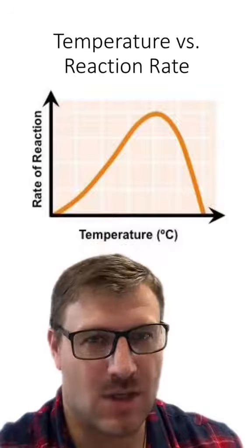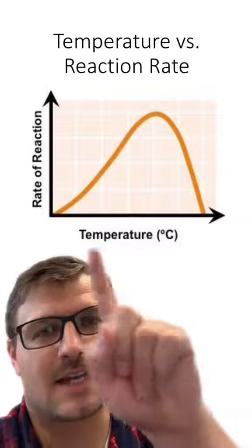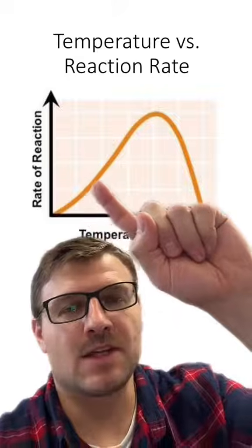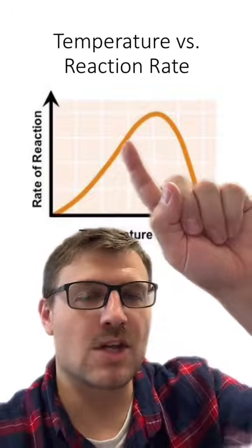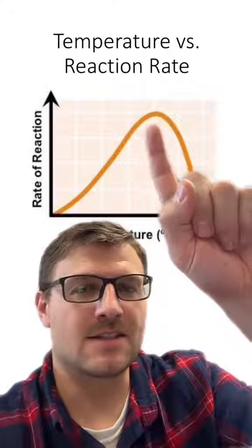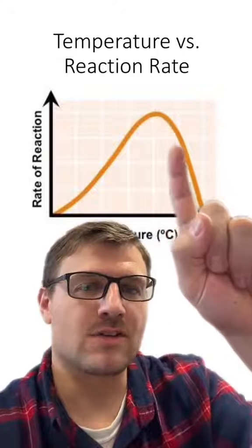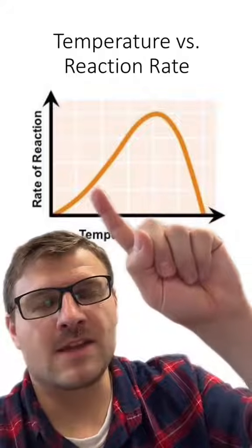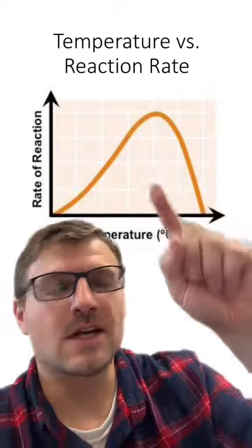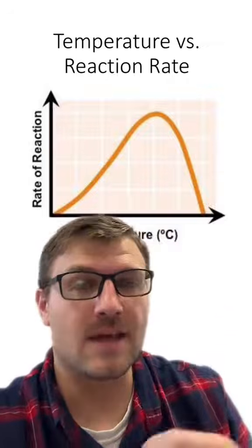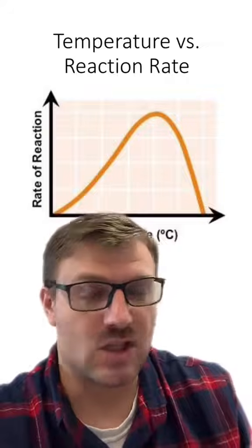Next, we have temperature. We can see temperature on the x-axis, and again, the rate of reaction is on the y-axis. As temperature increases in an enzymatic reaction, we can see that the rate of reaction will also increase. That's until it gets to the optimal temperature, where afterwards it's going to go down until it gets to 0 again. The reason why the reaction rate increases with temperature is because the collisions between the substrate molecules and the enzyme increase because of the kinetic energy increasing.